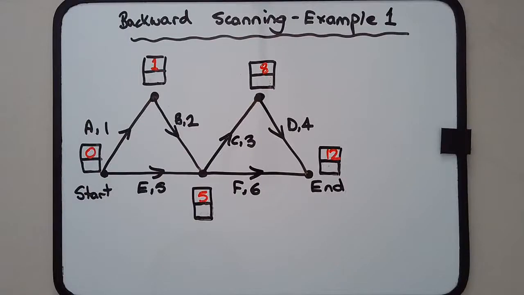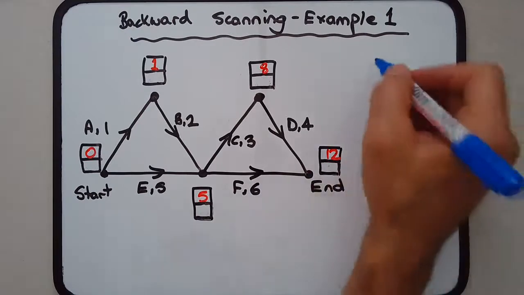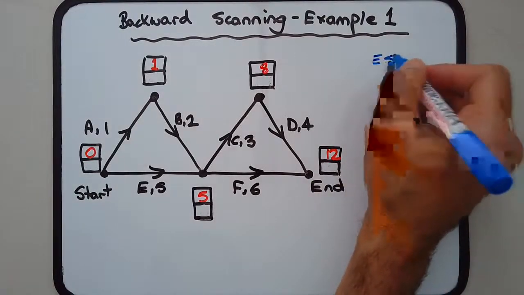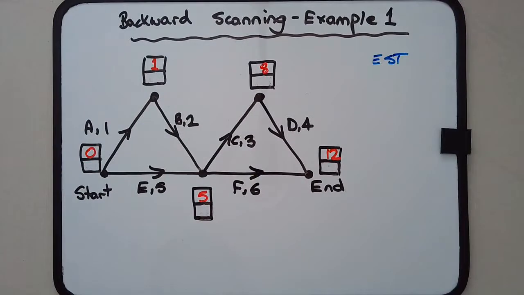Now let's have a look at an example that involves backward scanning. This is the same network that we did the forward scanning example on before, and I've left the values in the top boxes in there. With forward scanning, if you recall, forward scanning works out the earliest start time, the EST. If you don't know what that is, that basically means the earliest I can start an activity without really impacting the project.